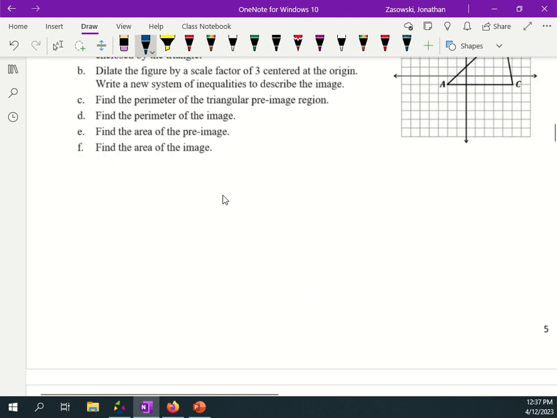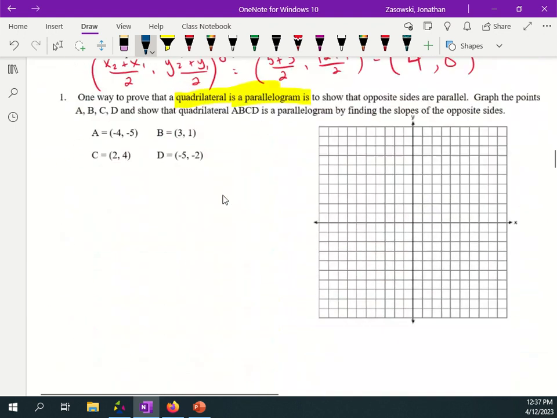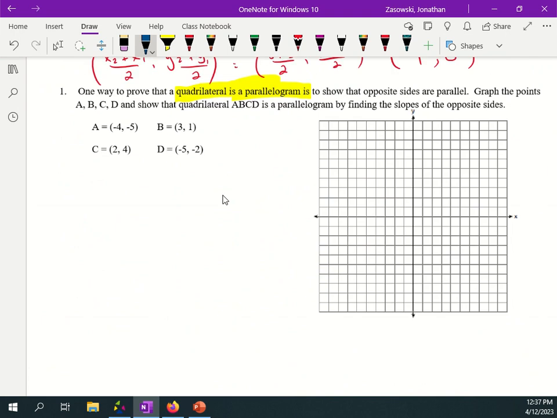Today, we're going to kind of go through the different methods, but moving forward after today, you'll be able to pick which one you want. This first one, we are going to use opposite sides parallel, okay? So we have to use it for this question because that's what it says. What I'd like you to do is start off by just graphing those 4 points, okay? So do that first, and then we'll come back together.